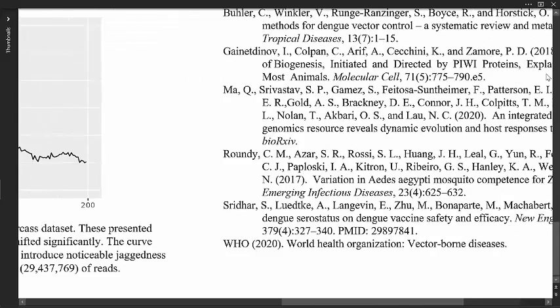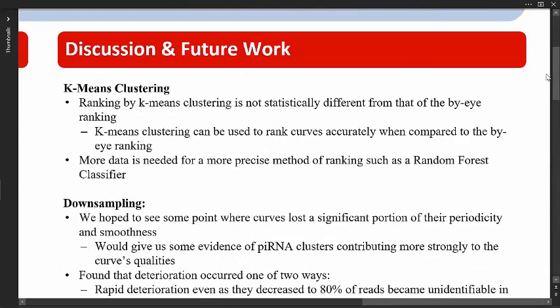So as far as what we can glean from our results, we did find for the k-means clustering segment of our project that ranking by k-means clustering didn't seem to be statistically different from that of the by eye ranking, based on our p-values being greater than our alpha of 0.05. So we concluded that k-means clustering can be used to rank curves accurately when compared to the by eye ranking. However, we do find that more data is needed for a more precise method of ranking, such as a random forest classifier or some other method of machine learning.